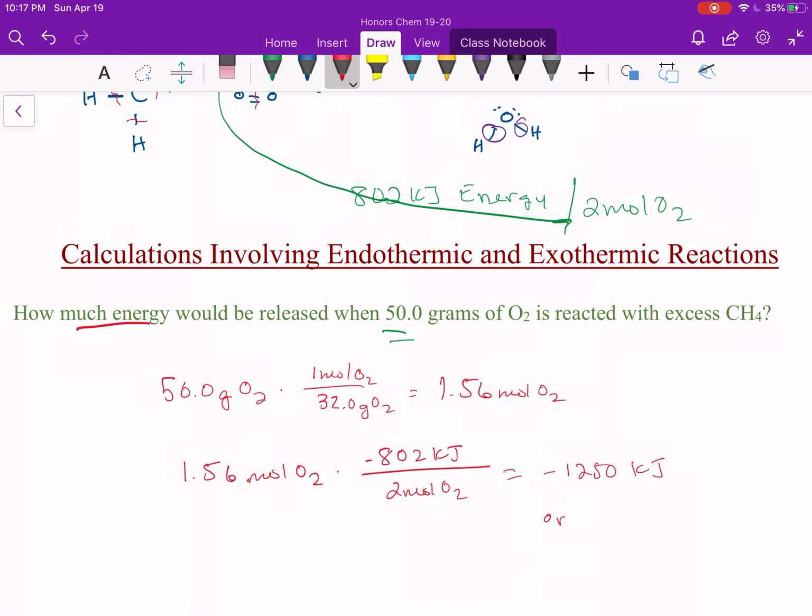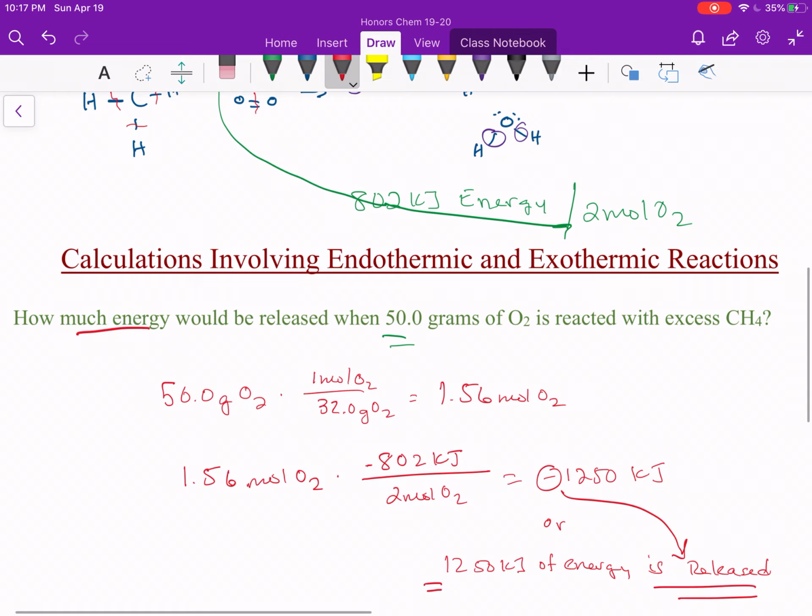Or I can say 1250 kilojoules of energy is released. Okay, so the thing about the negative sign is it's just directional. You don't see it out front over here because I'm telling you it's released. And so that negative sign is just telling me, is it endothermic or is it exothermic, right? It's important because there's a big difference between an endothermic and exothermic reaction.